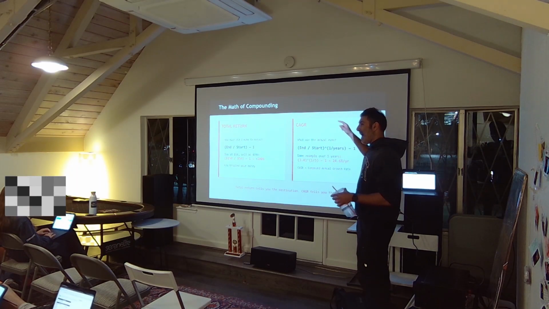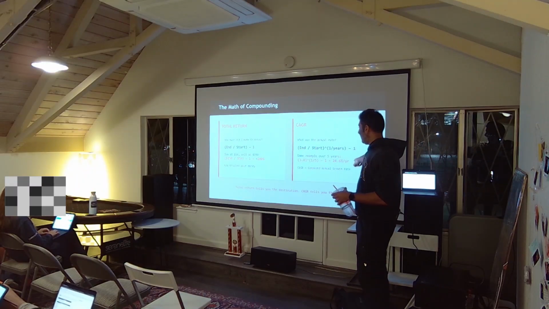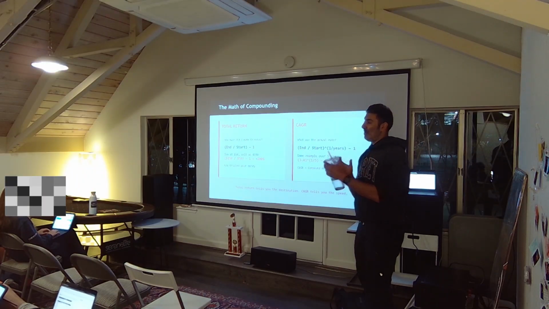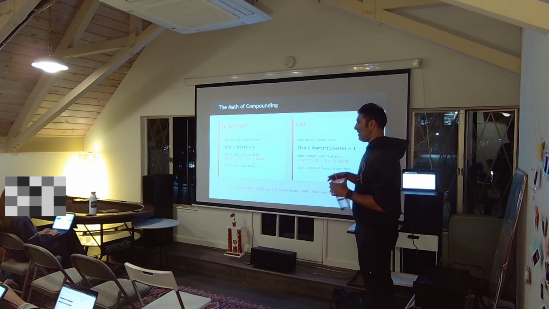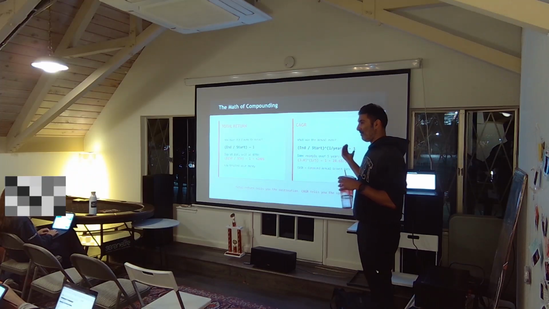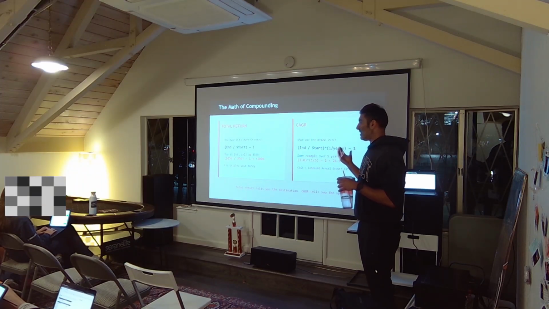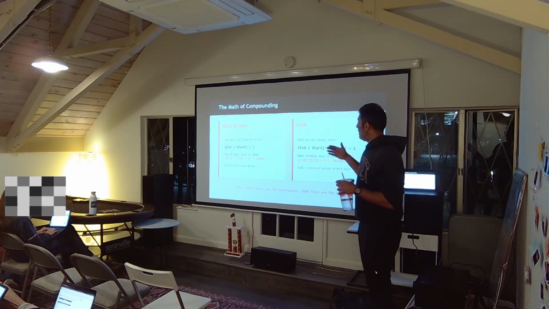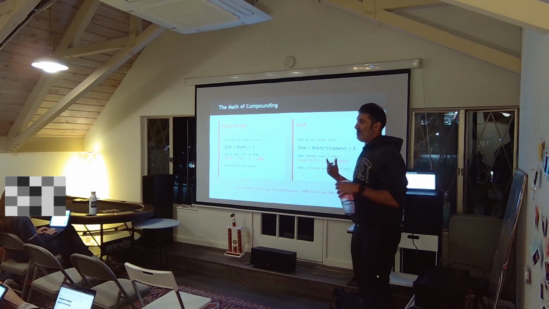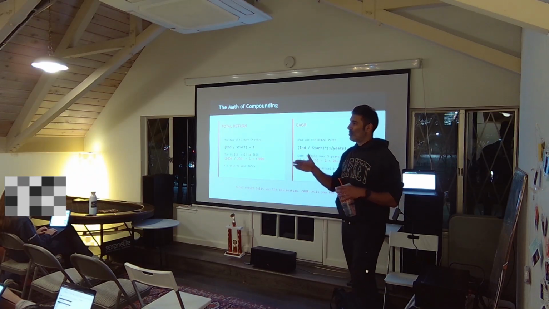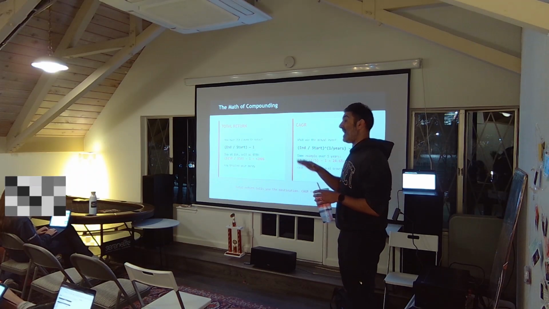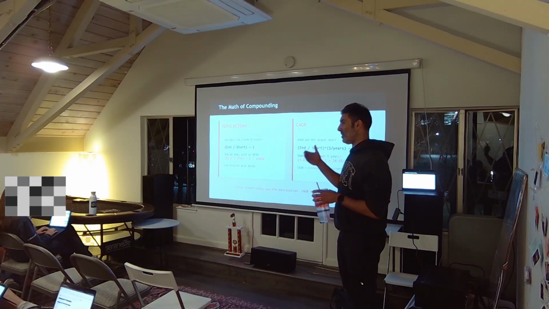If you want to think backwards, normally, let's say you have $100, and after 10 years you end up with $1,000. How much do you think you made per year? If you started with 100 and ended with 1,000 after 10 years, what return did you get per year?